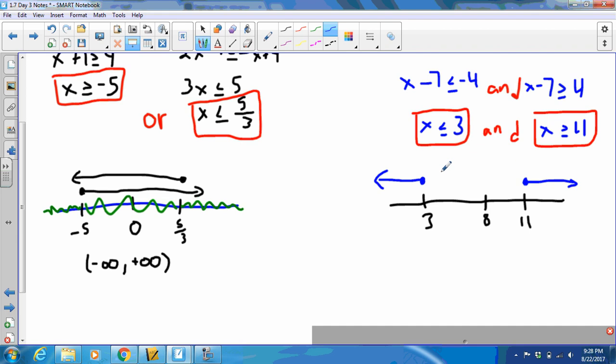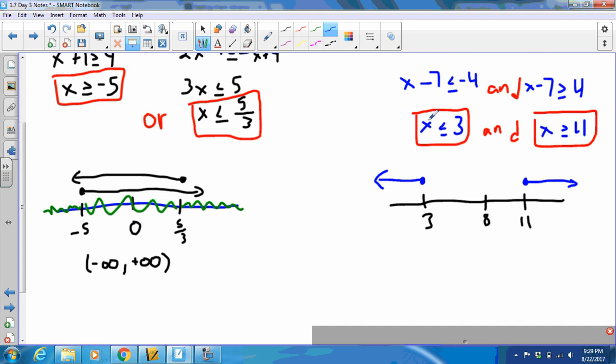Now here, usually we saw two opposite sides shaded when it's an OR problem. So what happens when we have an AND problem? Well, let's see with this number in between, 8. Now remember what AND means. It means that our x value has to satisfy both conditions. So our x value has to be smaller than 3, but it also has to be bigger than 11. Let's see if this is possible. So let's pick our number 8.